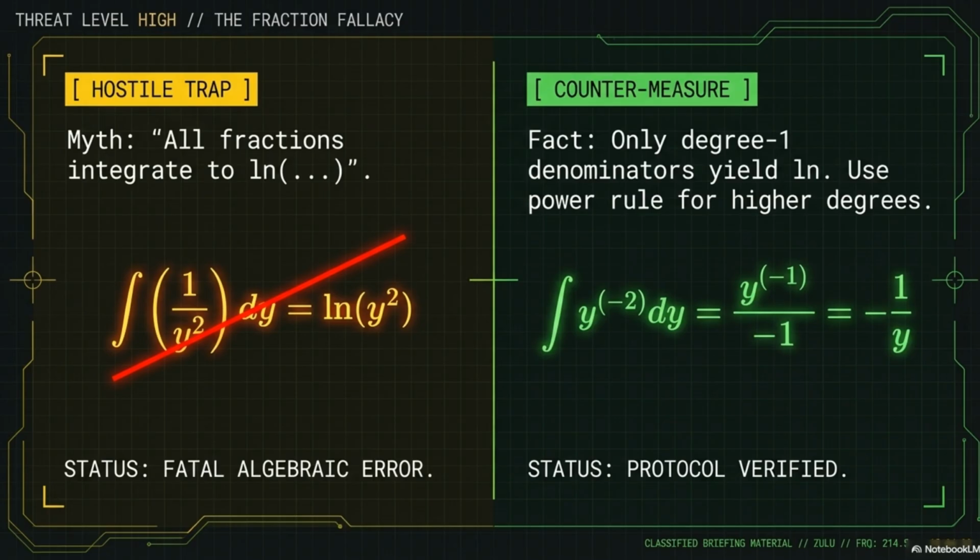Threat level high, the fraction fallacy. A common student error is to assume that all differential equations involving fractions will result in logarithmic or natural log solutions. This is a myth. The fact is that only degree 1 denominators yield a natural log protocol. For higher degrees, you must use the standard power rule.